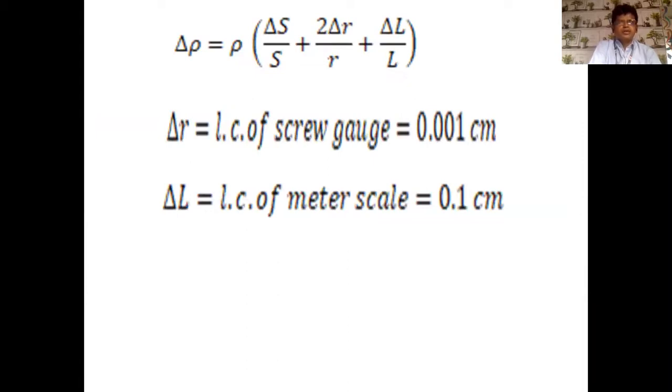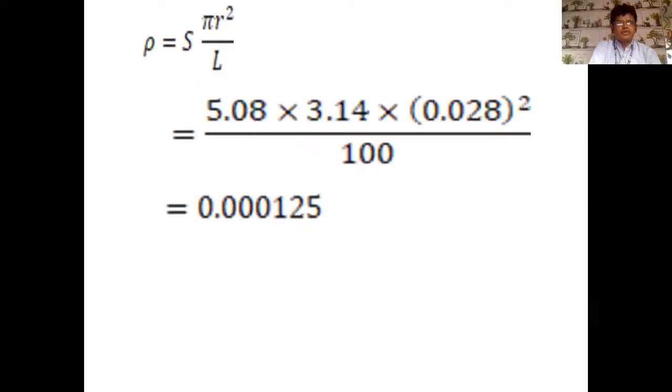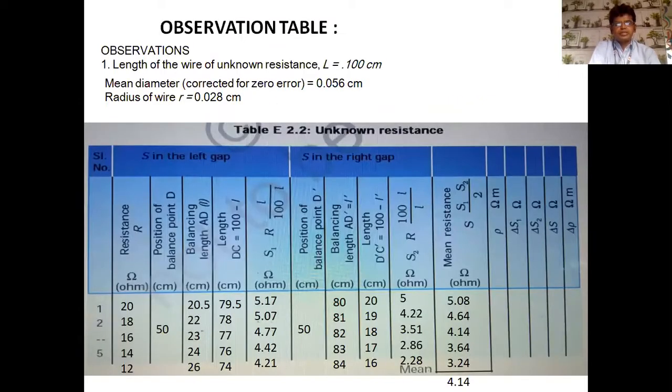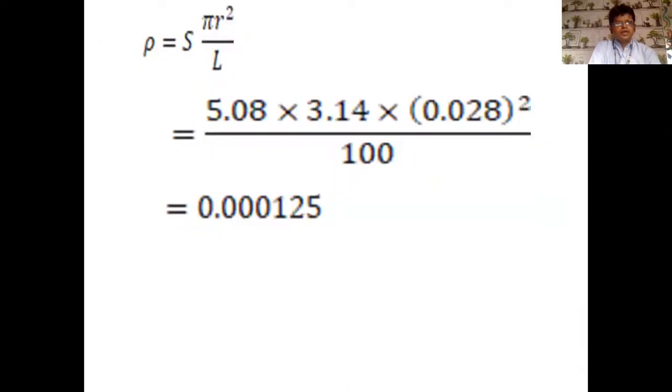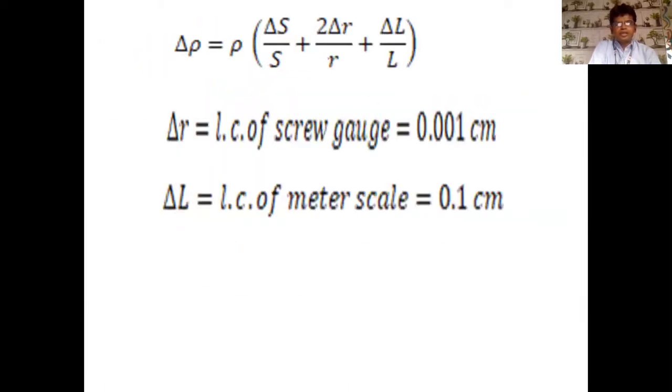Now delta S. The delta S value you see in the column after density, like the last two columns, the delta S average value. Then you put the value of delta R. Delta R is the least count of the screw gauge, 0.001 centimeter. Like delta L, it is the least count value of the meter scale, 0.1 centimeter. S is the average value. R is the radius of the wire, and L is 100. Now you put these values in the equation and you find only one delta P value.